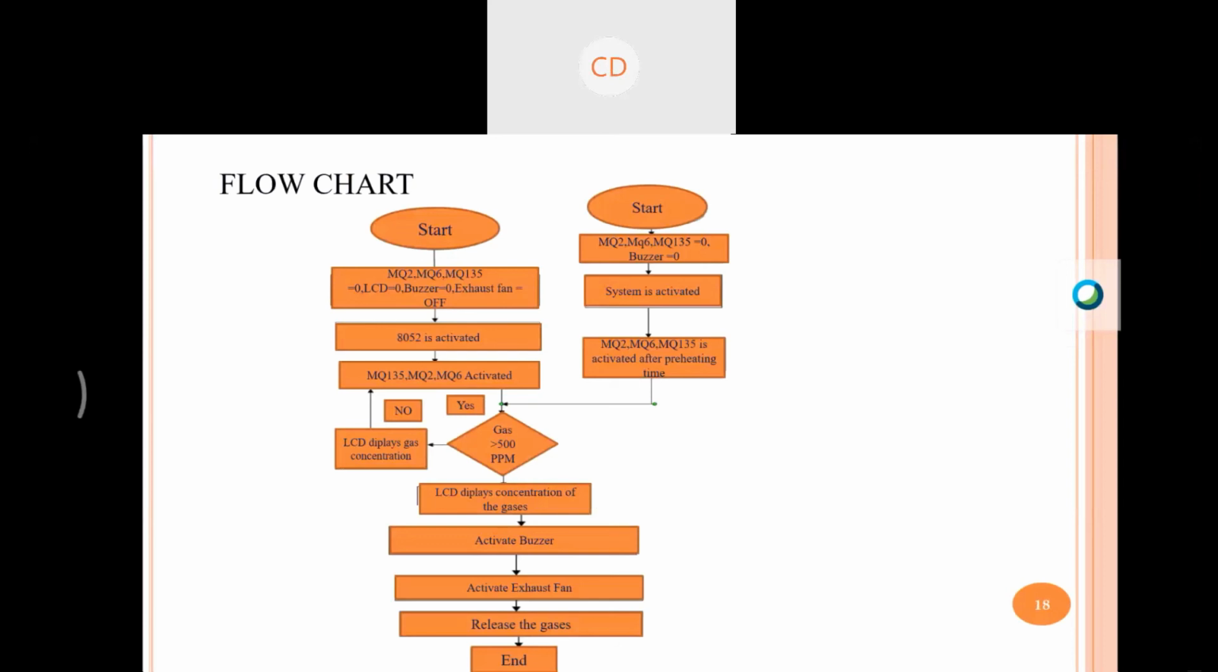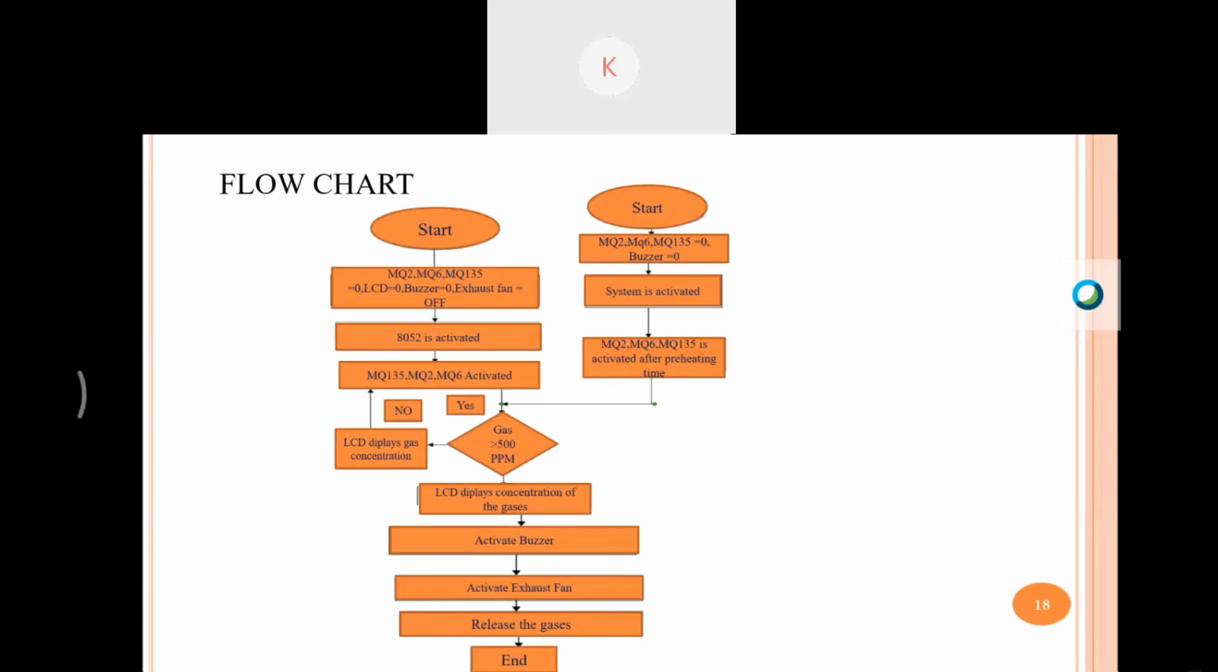Ma'am, as I previously said, the sensor needs a preheating time. If we normally connect the sensor to the 5 volt supply, then the system is activated, but it does not show any gas concentration. It just shows the gas is detected if the gas value is greater than 500 ppm, which is the threshold value of the gas. If it exceeds the threshold value, then the gas is detected.